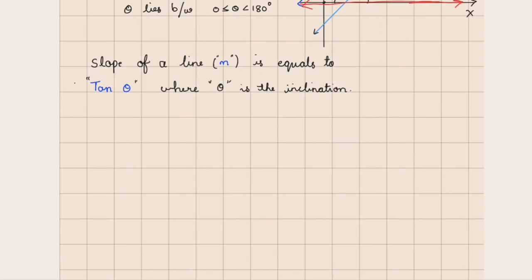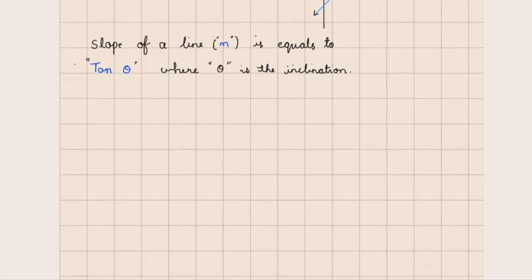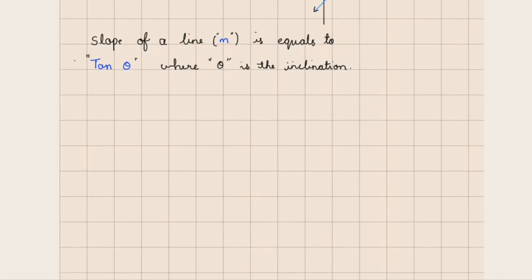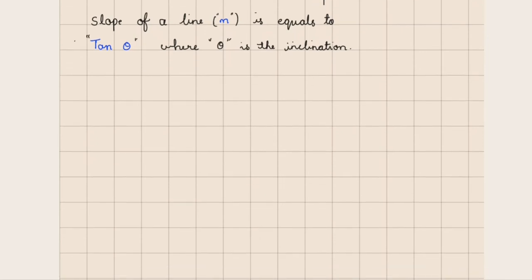Okay, why do we use tan theta to define a slope? This is confusing for some students. Why do we use tan theta? Why not sin theta? Why not cos theta? Why not cot? Why not other trigonometric functions? Why only tan theta? Let's see.